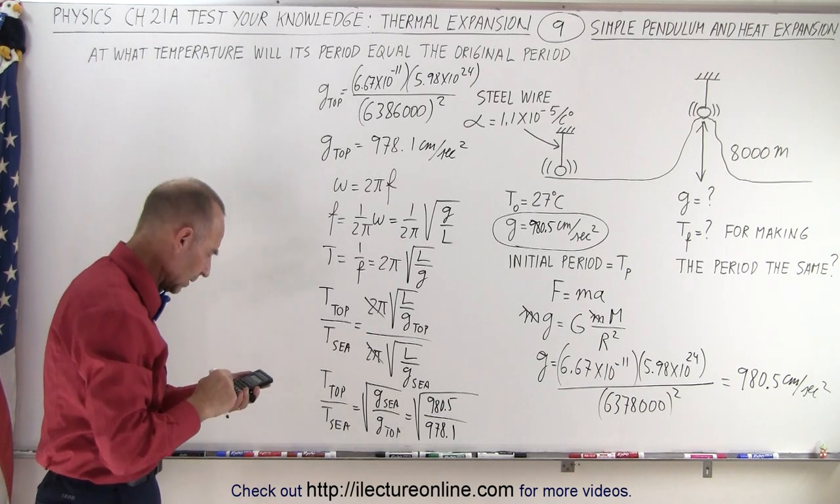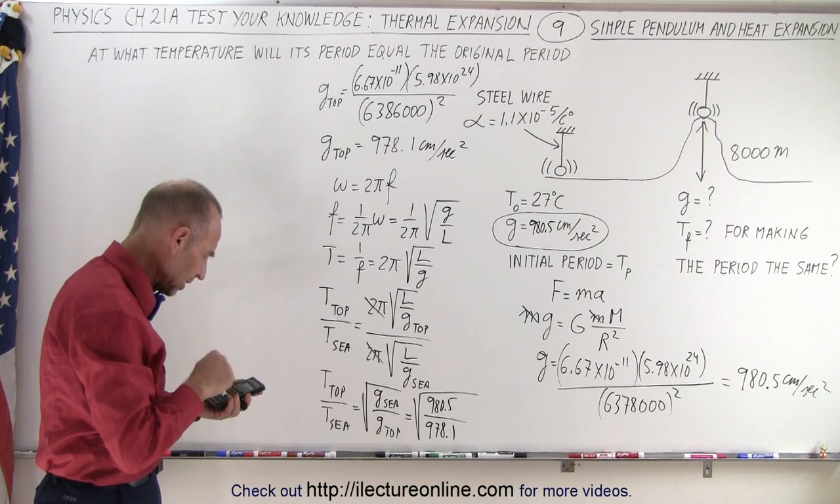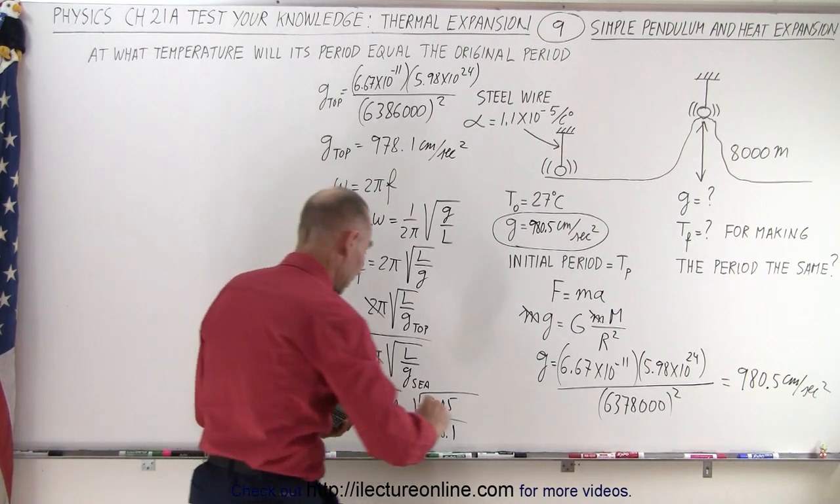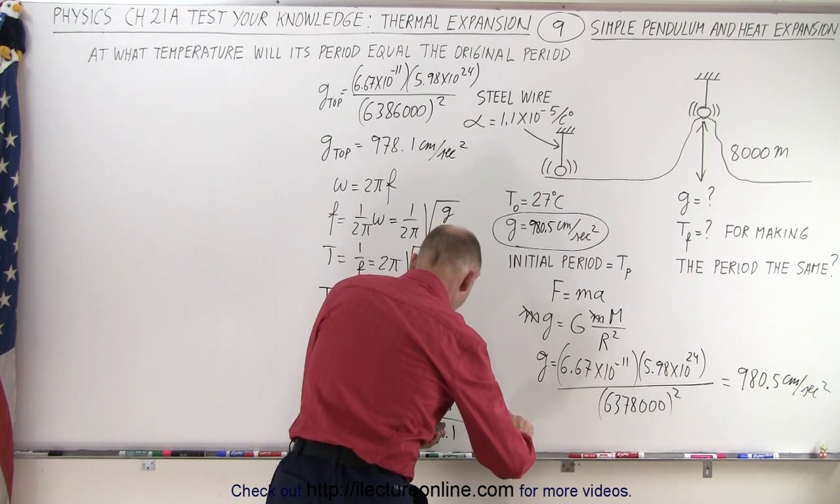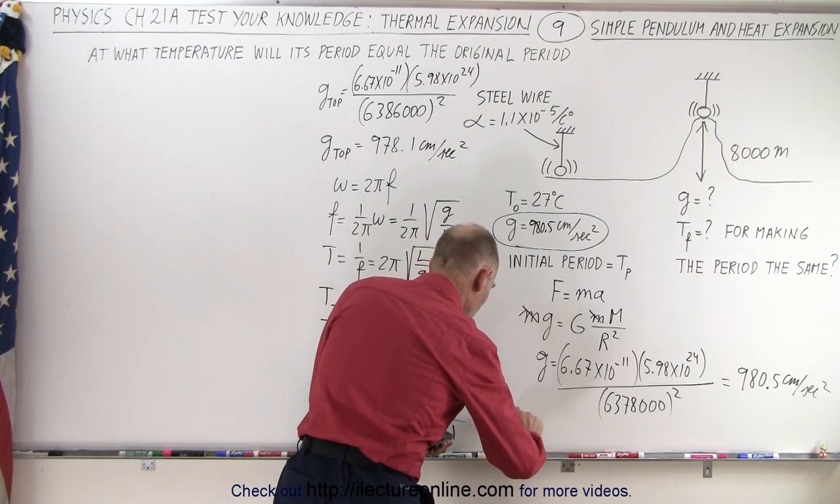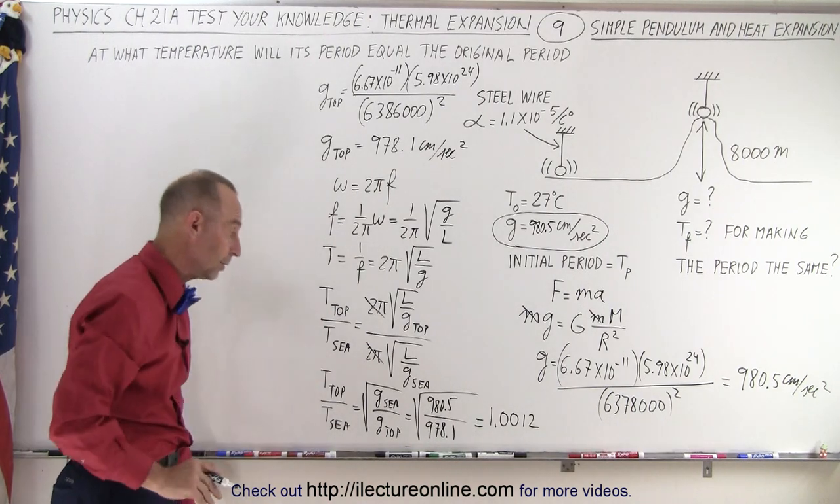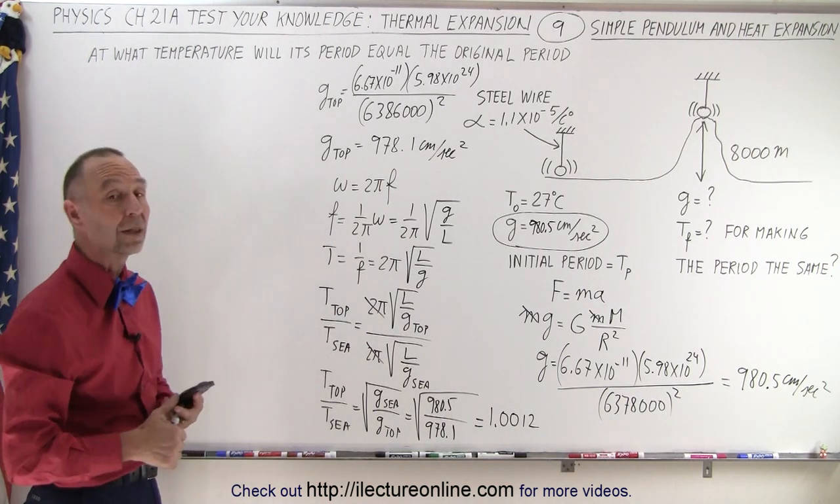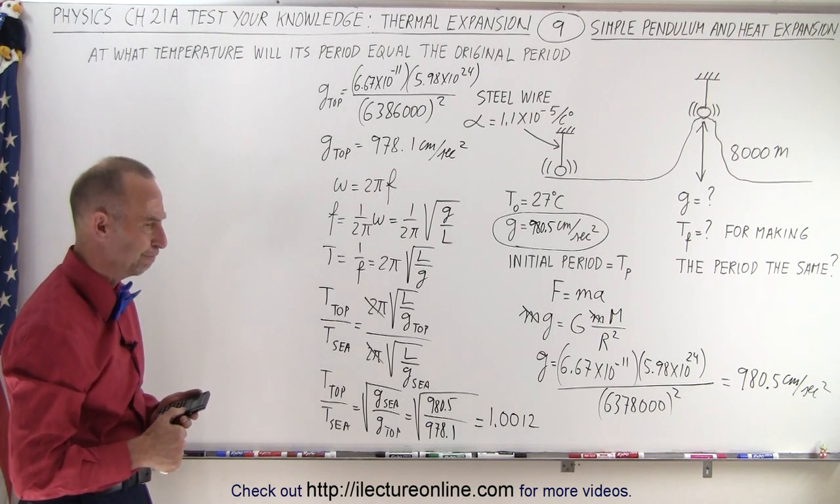so the pendulum is going to swing more slowly. So we have 980.5 divided by 978.1. Take the square root of that, and that means that the period has increased to 1.0012. There we go. The new period relative to the old period is going to be a little bit longer because the acceleration of gravity is a little bit less.